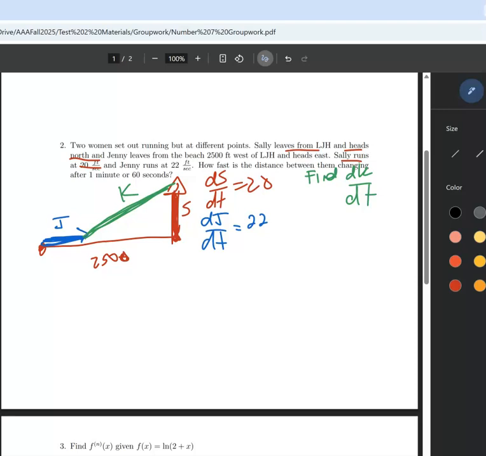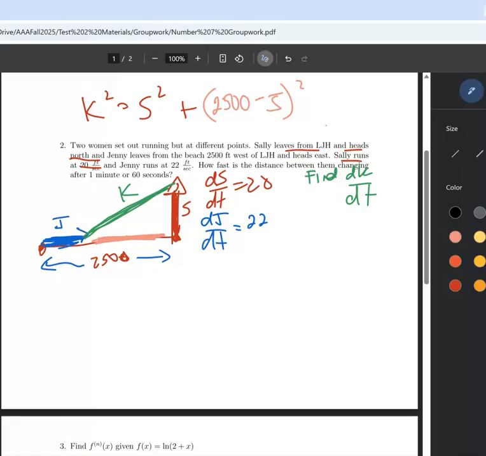Okay, so now ready to set up our equation. I can see it's going to be k squared equals s squared plus, this is J, all of this is 2,500, so this right in here is 2,500 minus J. Just like the last one, right? 2,500 minus J.